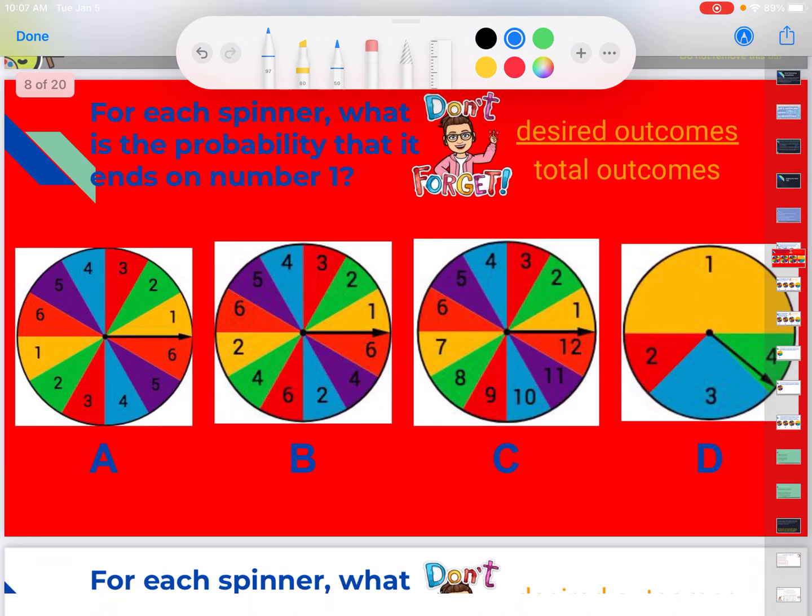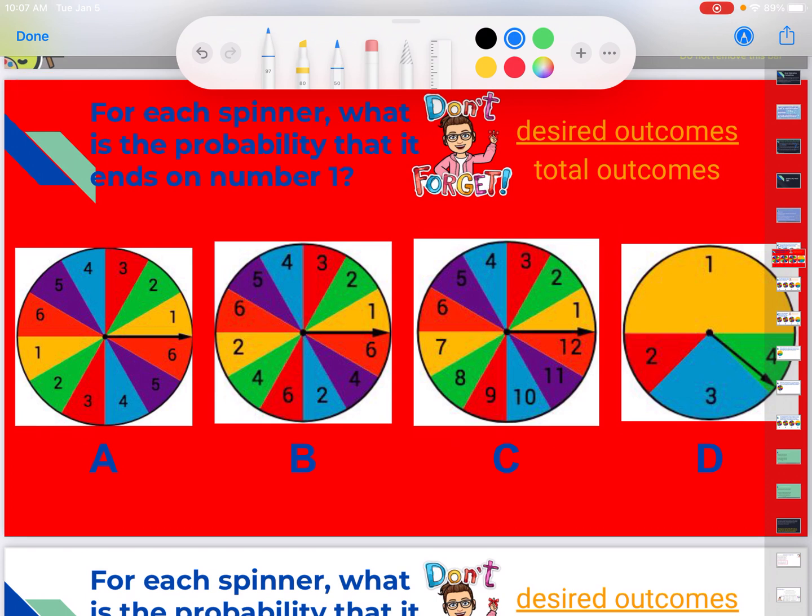For each spinner, what is the probability that it ends on a number 1? That's a fraction, desired outcomes divided by total outcomes. Well, that's 2 out of 12 possibilities, or you could reduce it and say 1 out of 6. For this one, it would be 1 out of 12, because there's only one number 1 out of 12 possible outcomes. For this one, it is also 1 out of 12. It's kind of funny that B and C have the same probability.